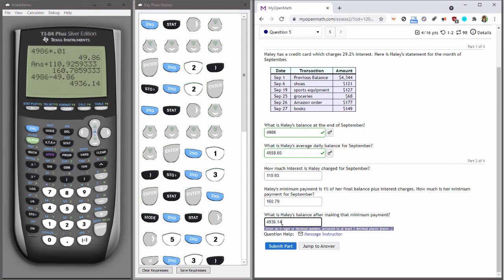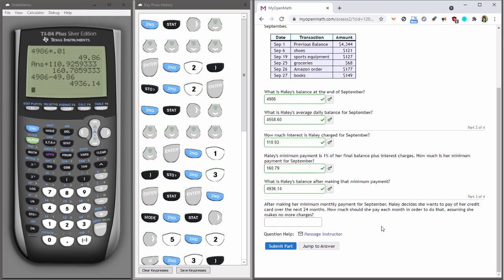Right? So whenever you make a payment on a loan, part of it goes toward paying off interest, and part of it goes toward paying off the balance. If you're lucky, your payment is more than the interest, so some of your payment goes toward paying off the balance. So, after she makes her minimum payment, Haley still owes the credit card company $49.36.14.